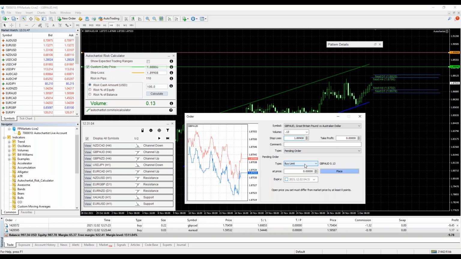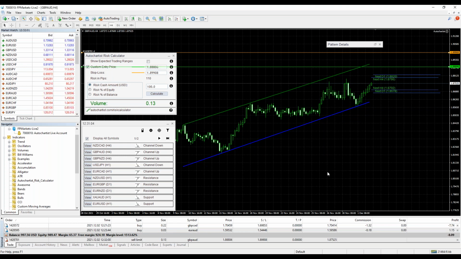And what I want to do is I want to set a sell limit order, okay? At what price? At my green line, okay? And so what I'll do is I'll set it like that. Okay, good. So now I'm in the market.